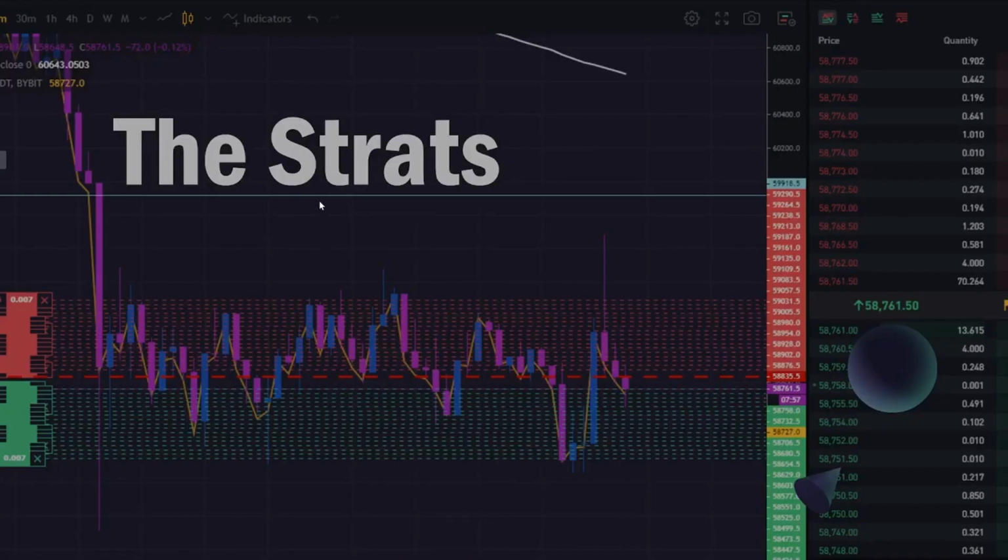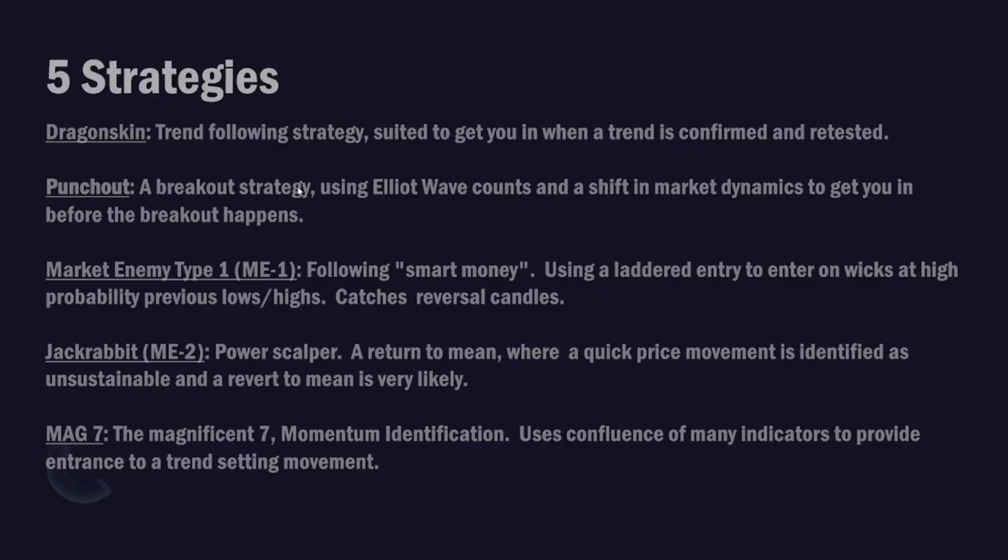All right, so the strategies, and this is back when I liked purple and blue candles. Ugh. All right, 5 strategies. So this is what we all signed up for, folks.